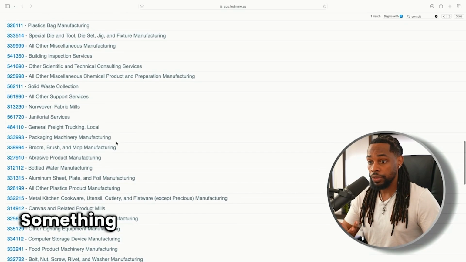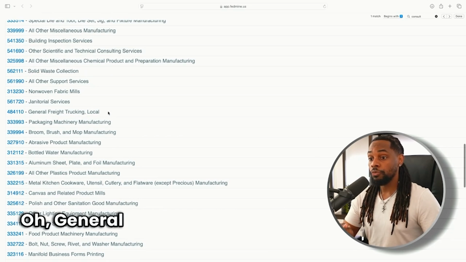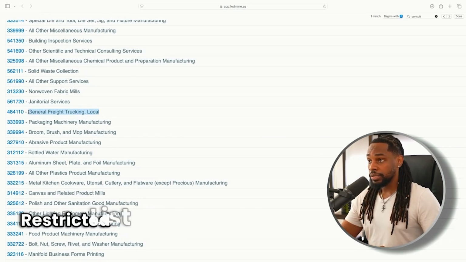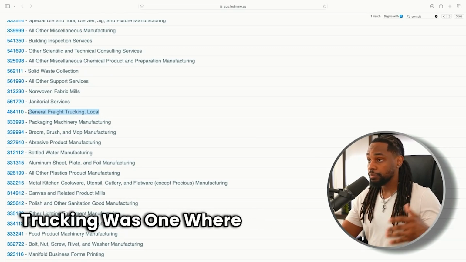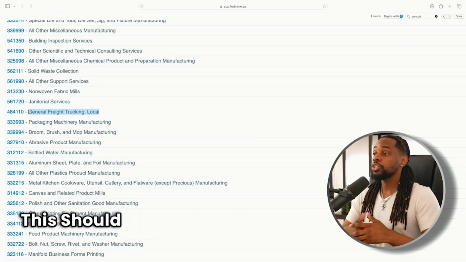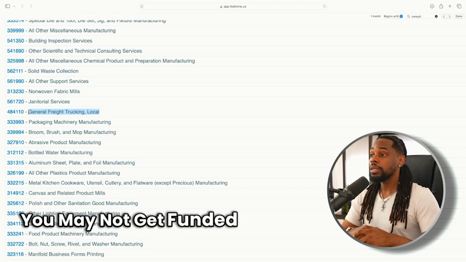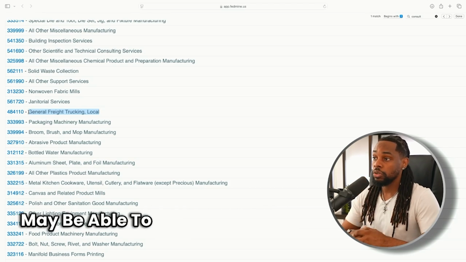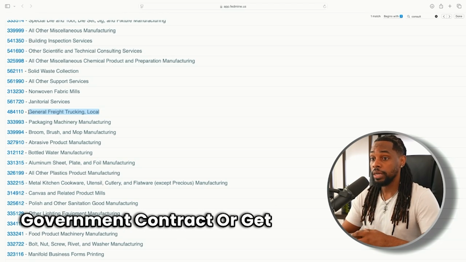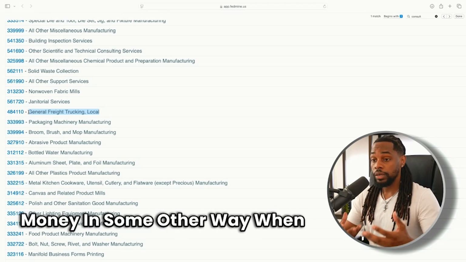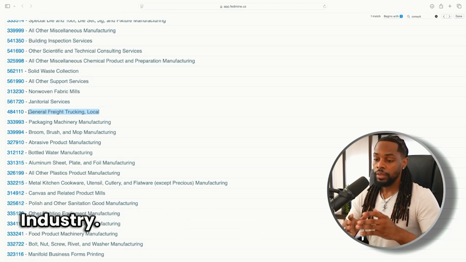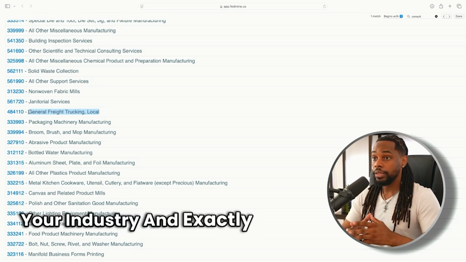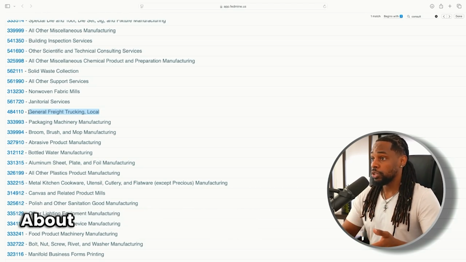I'm sure there'll be something with ammunition. Oh, general freight and trucking. So you already saw on that restricted list, notice trucking was one where it wasn't getting funded. This should let you know something. You may not get funded with a traditional bank when it comes to trucking, but you may be able to secure a government contract or get money in some other way when it comes to that particular industry. That's the reason why it's really good to understand your industry and exactly what the sentiment is about what you're doing.